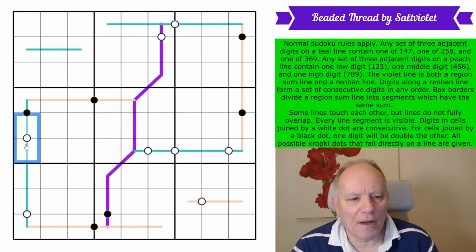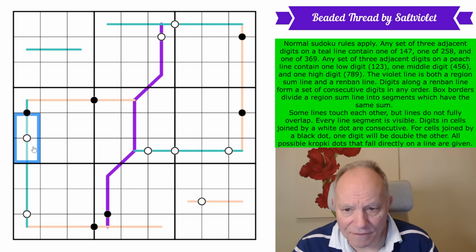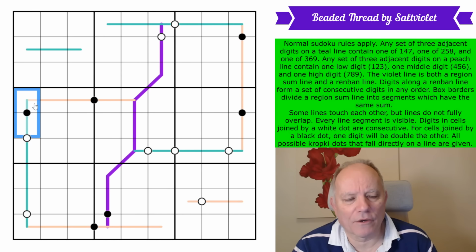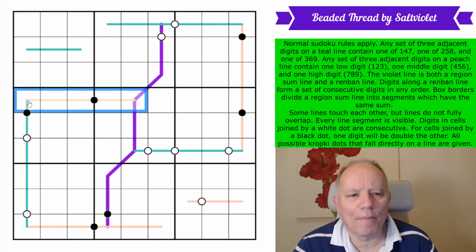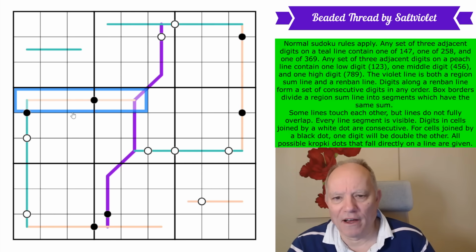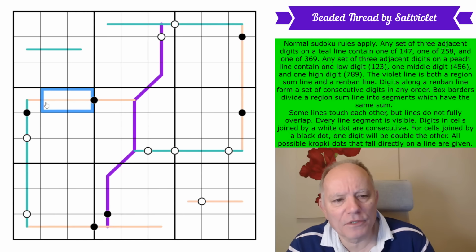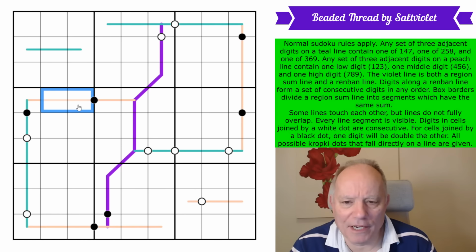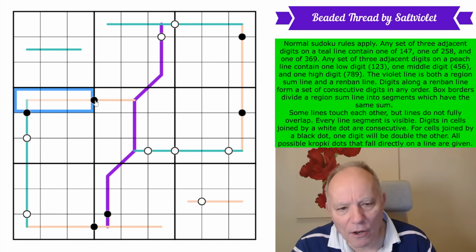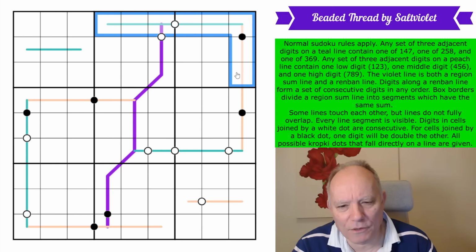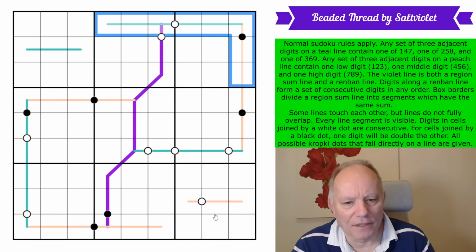Digits in cells joined by a white dot are consecutive. Digits in cells joined by a black dot have one being double the other. And all kropki dots that fall directly on a line, all possible kropki dots that would fall on a line, are given. So that means that those two cannot have a white or a black dot. And no kropki dots that are partially or fully off the lines are given, though they may exist. So that negative constraint only applies along the lines. All white and black dots are given, and you'll see that they only appear on the lines.